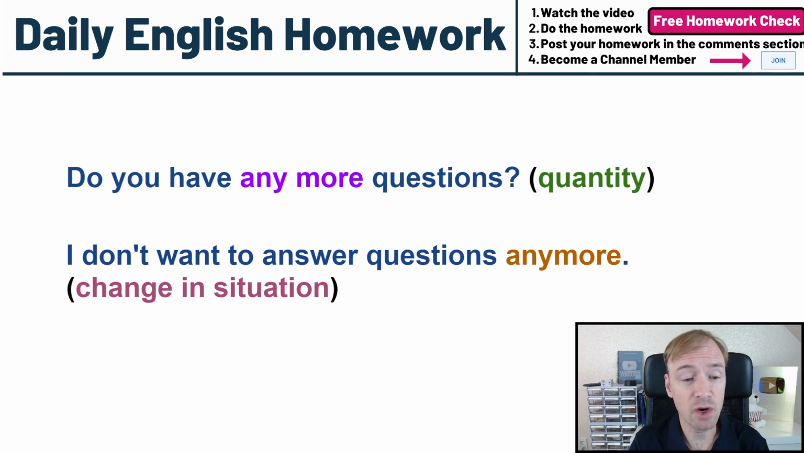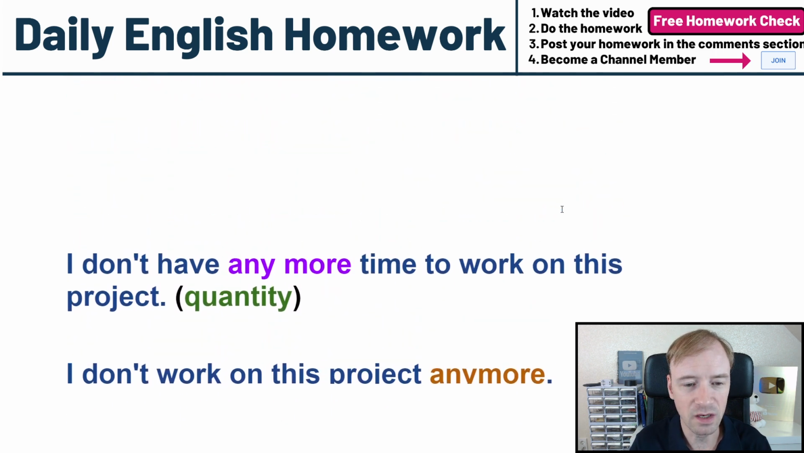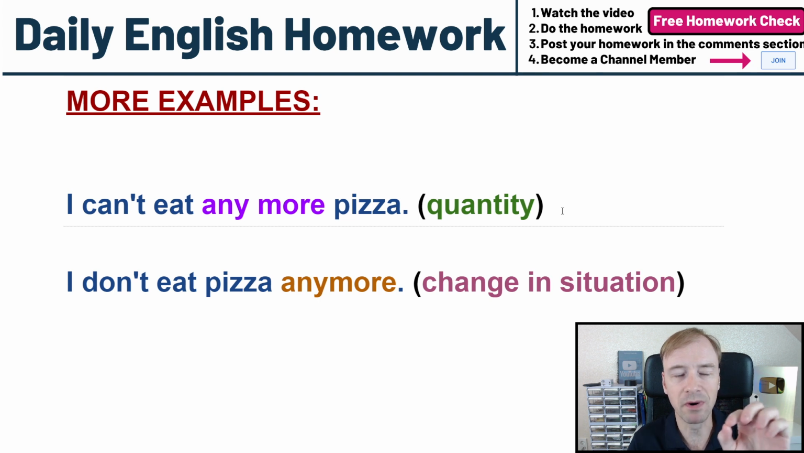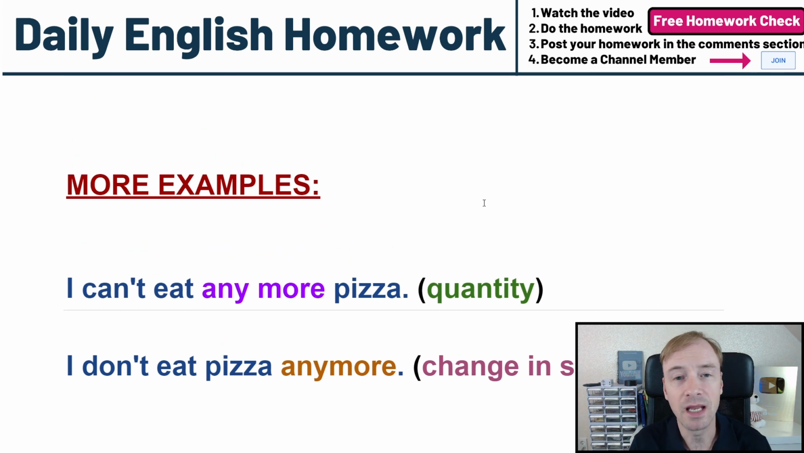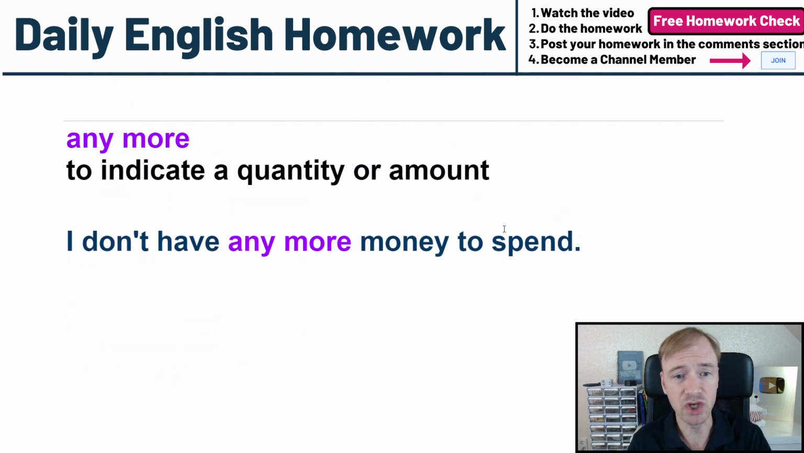And the teacher might say, I don't want to answer questions anymore. I want to change this situation. I was answering questions, but I changed. I don't want to answer any more questions. I don't want to answer questions anymore. Change the situation. I want to do something else. So hopefully you have a better understanding of when to use these. So remember, any more, it's two words. So think of that when you're talking about an amount of something, food or time, and anymore as one word, big change in the situation.